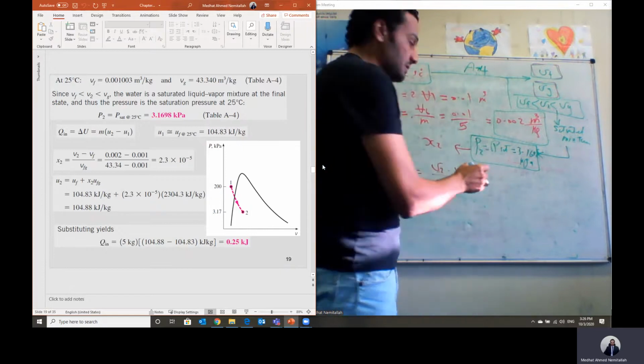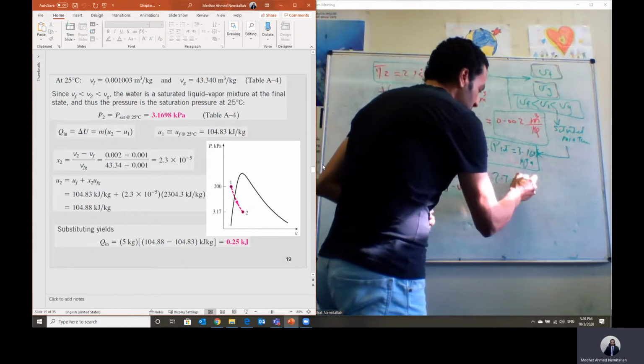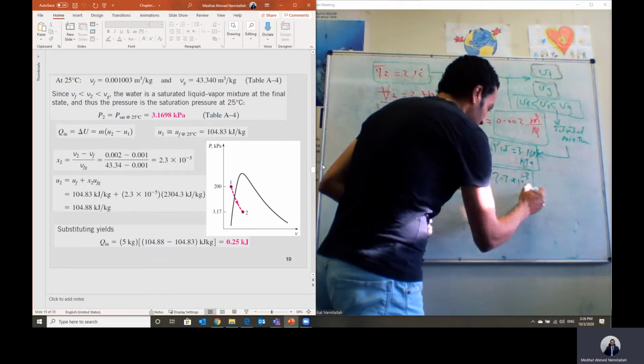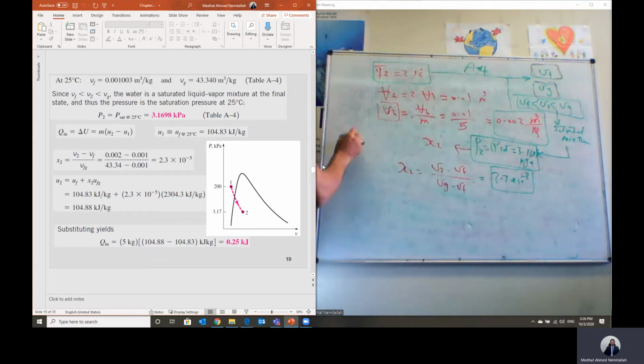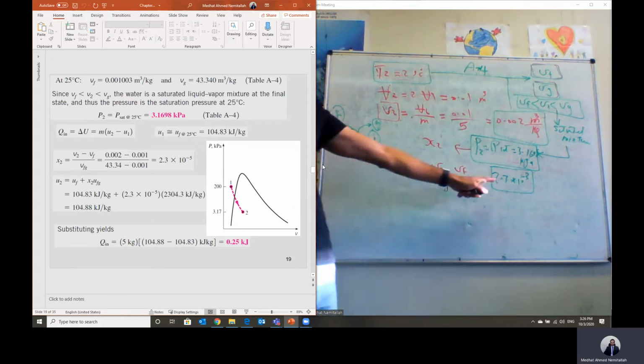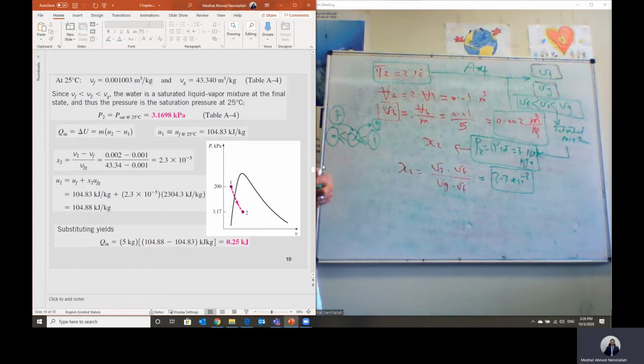If you calculate this value, it will be 2.3 multiplied by 10 to the power minus 3. This value is very close to zero. We said X is greater than or equal to 0 and less than or equal to 1. It is equal to 0 at saturated liquid, and equal to 1 at saturated vapor. When the value of X is close to 1, that means we have more gas. If it is close to 0, that means we have more fluid. So the value here is very low, which means we have more fluid in this case, and only a small portion of gas.